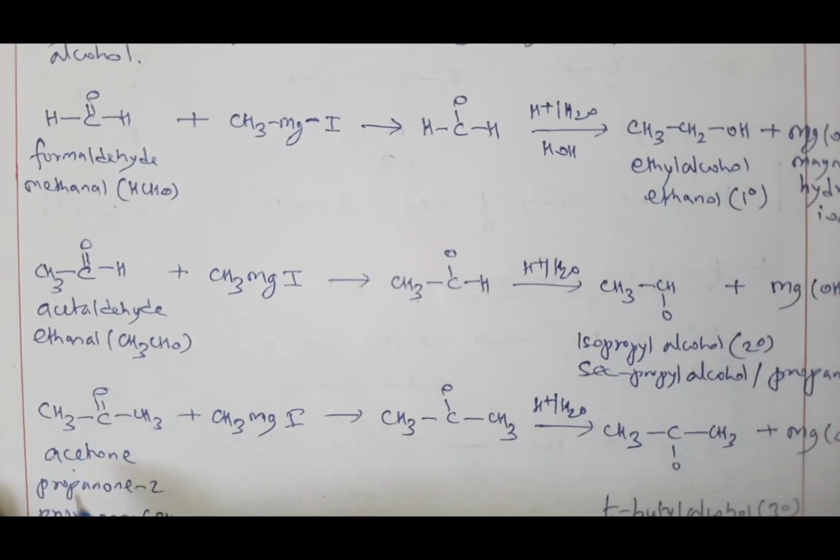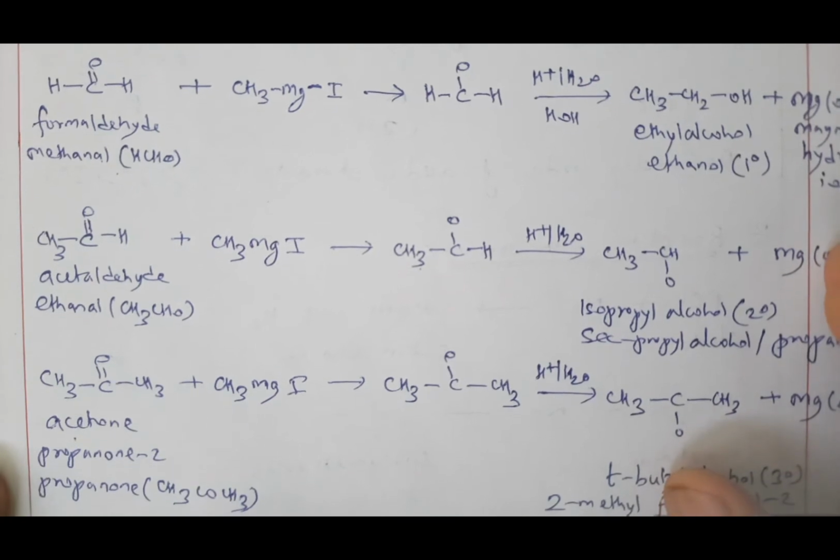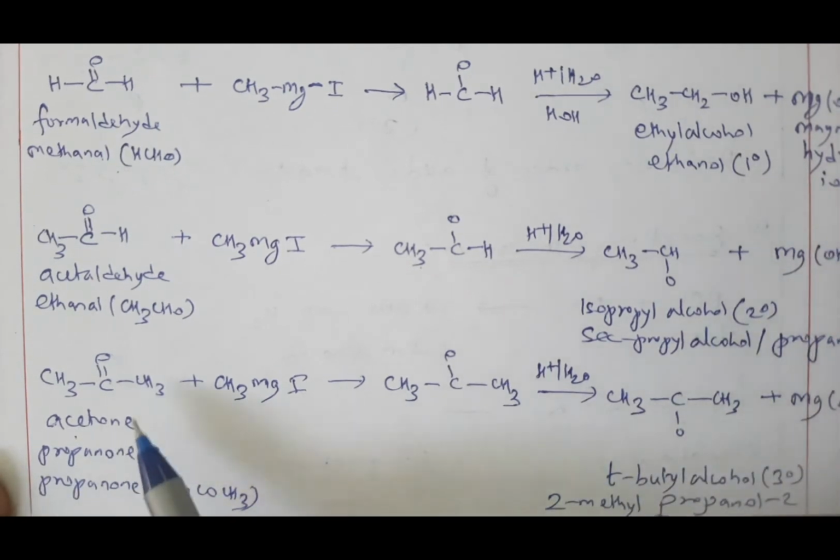There are 3 carbons, so we write propane. For ketone we write one, and ketone is at number 2 place, so we write propanone-2. Or simply you can say it as propanone. For ketone, if there is no number mentioned, it means ketone always starts from 2. So propanone and propanone-2 mean the same. The IUPAC name is propanone, the common name is acetone.